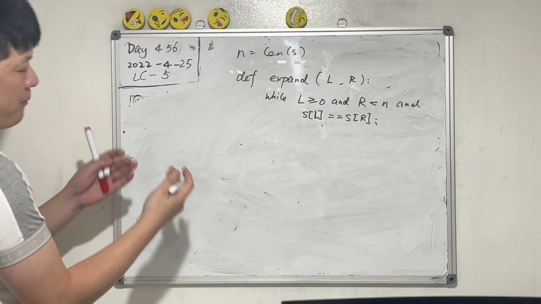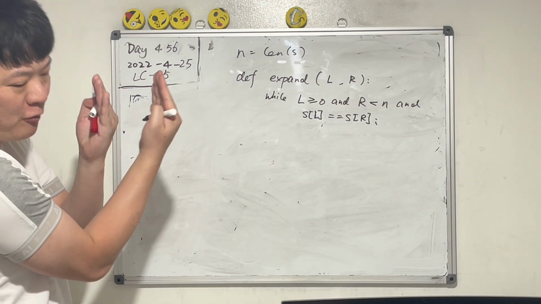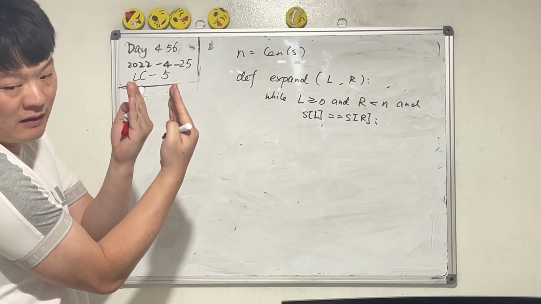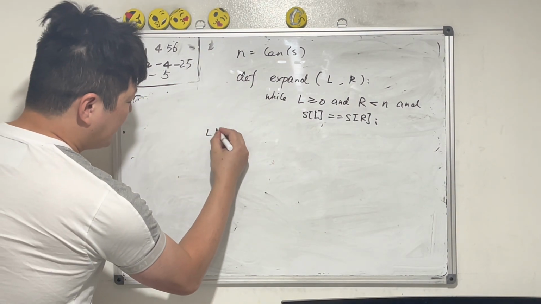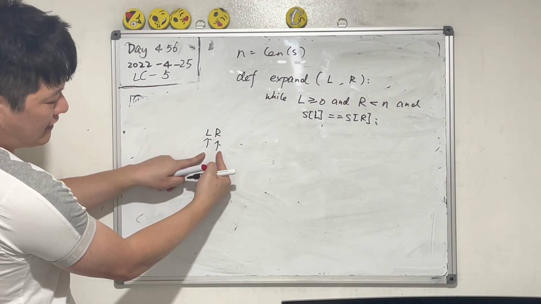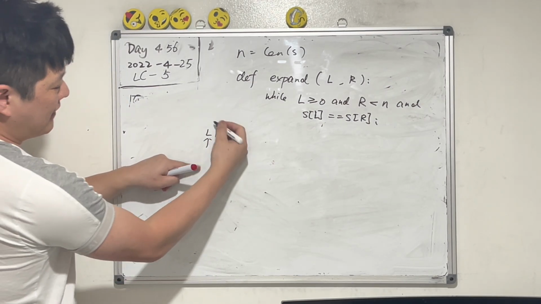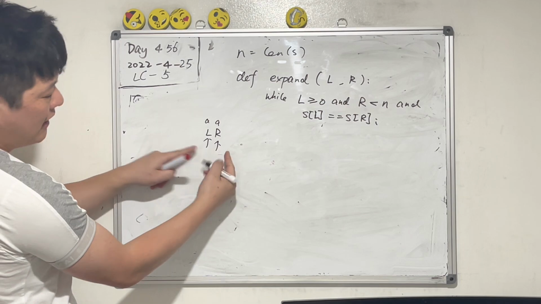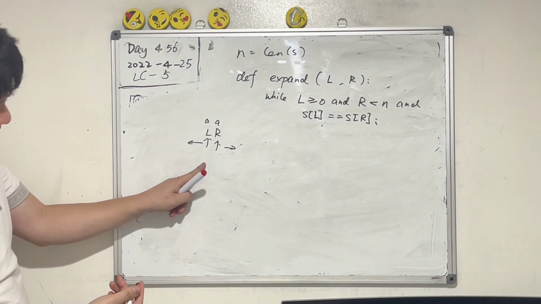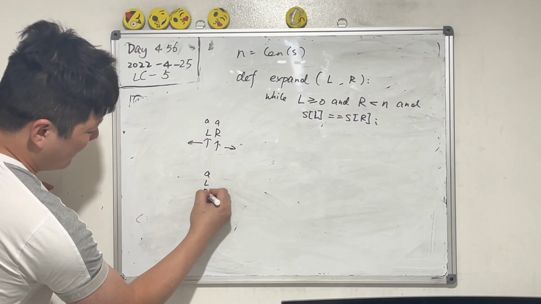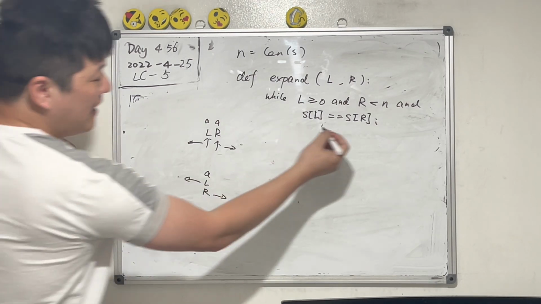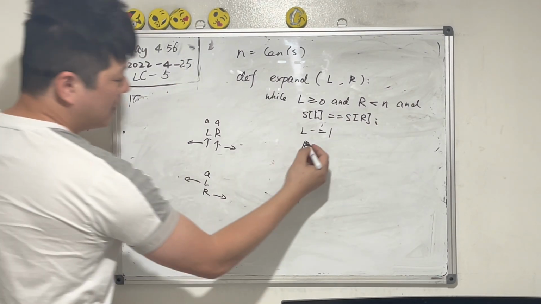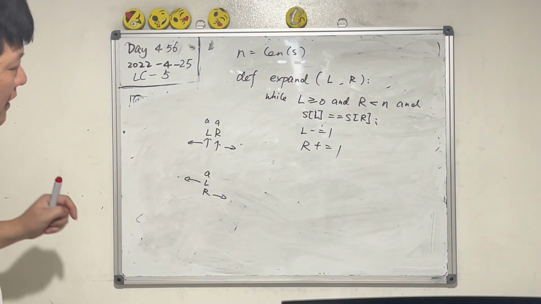So look, when the characters at these 2 pointers match, which way does L go? Look, this is L, this is R. Suppose this is the center, and the characters are the same, like AA. What should L move? What should R move? L should move this way, R should move this way, right? And if it's a single character, L and R go this way and this way, right? So L minus equals 1 and R what? Plus equals 1. And then return.